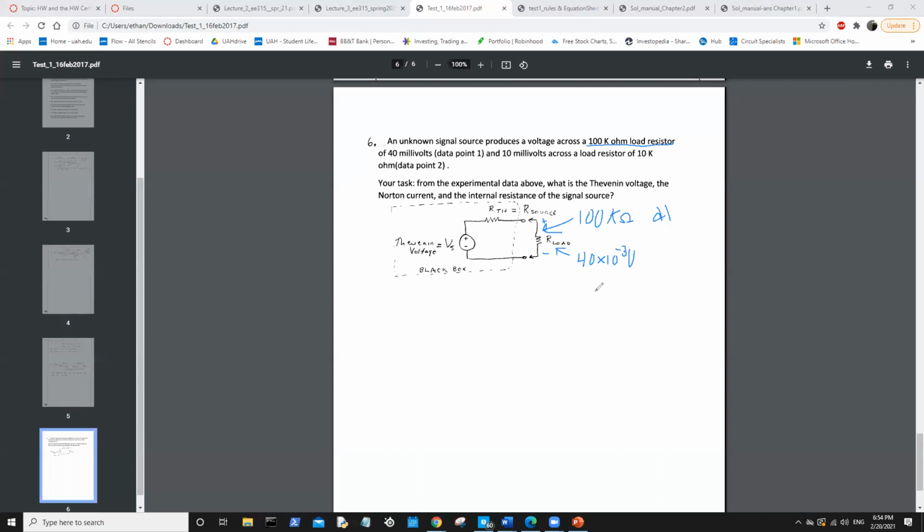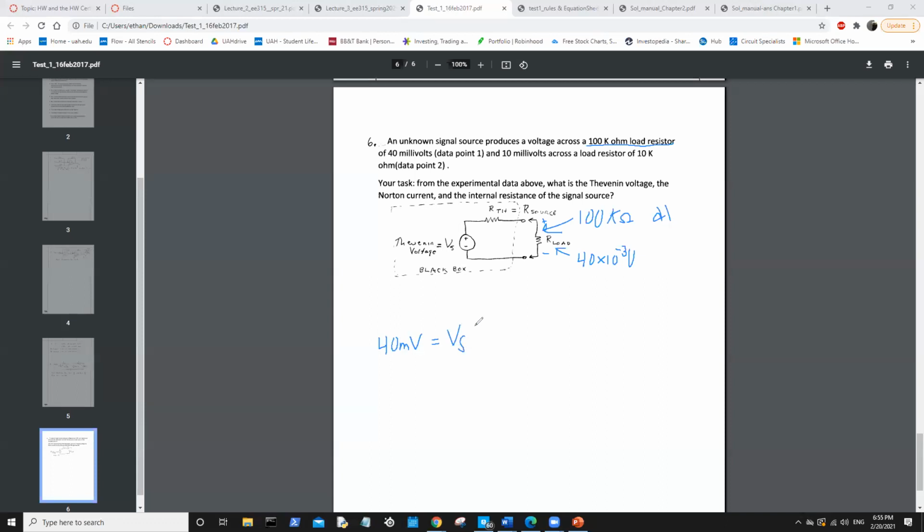For the Thevenin voltage, you're doing a voltage division equation. The voltage you have across the load, for the first example, is 40 millivolts. You have that equal to the unknown Thevenin voltage multiplied by R load divided by R Thevenin plus R load. So it's equal to times V Thevenin, or V source, whatever. This times VS? Yes, that equals VS.